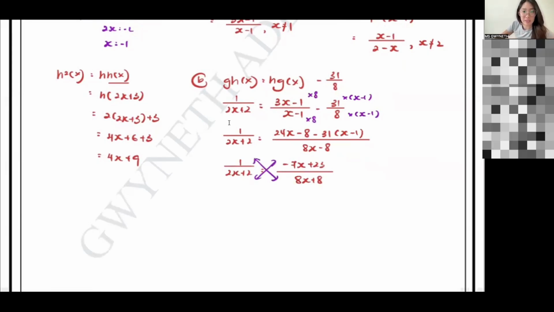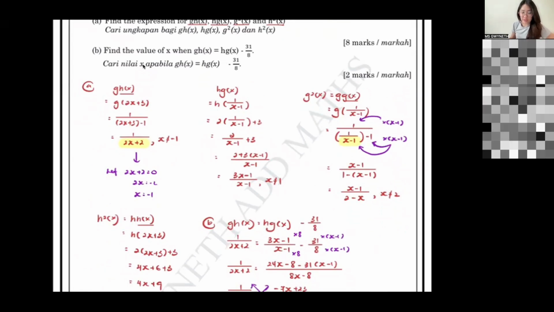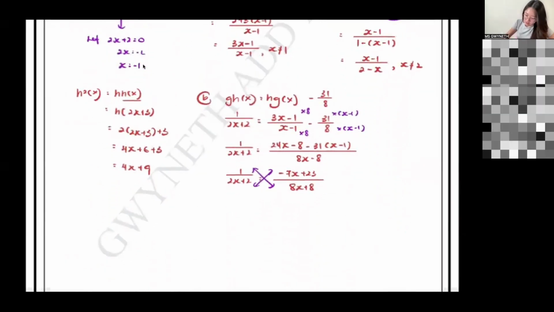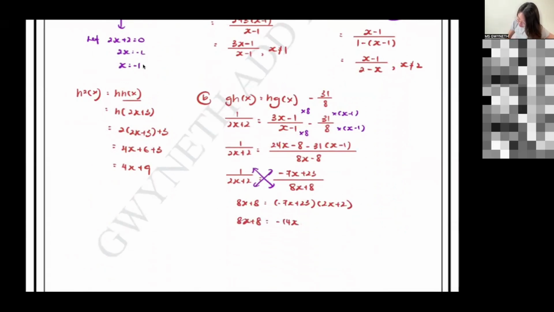Okay, you cross multiply. The equal sign you erase. Then continue. 8x minus 8 equals negative 7x plus 39 times 2x plus 2. Expand, negative 14x squared, minus 14x plus 78x plus 78.